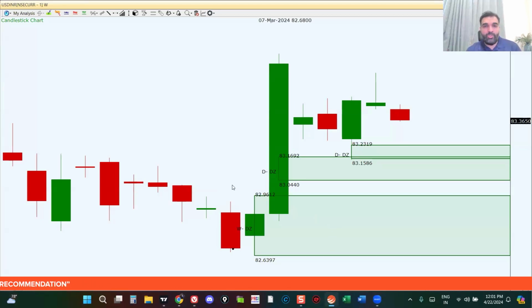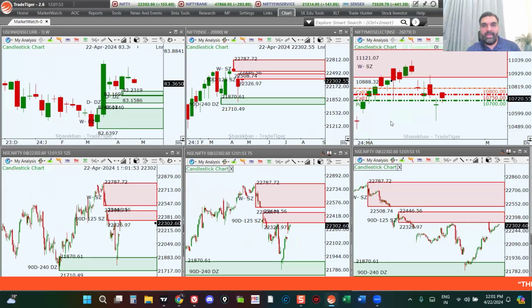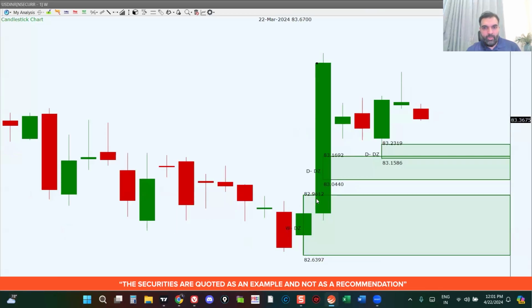So keep a close watch on the USD INR, because sometimes the USD INR gives us a very, very clear direction on where the indices are likely to move. And although you might be trading or not trading the USD INR, it doesn't matter, but you can use the USD INR as a correlation index to see where the Nifty is likely to head. So keep a close watch on this 82.96 odd level.